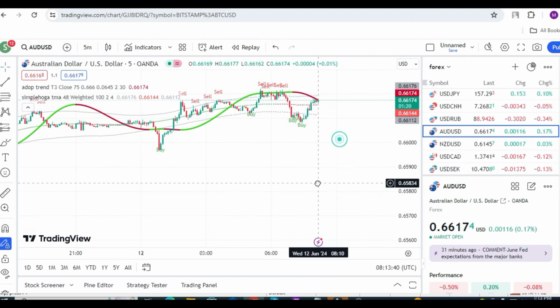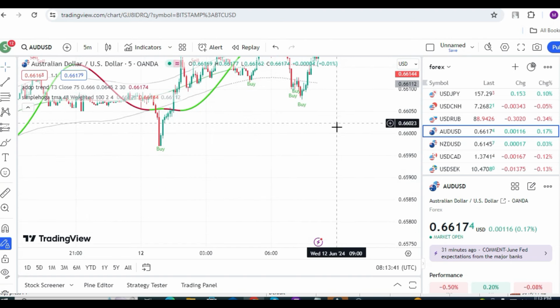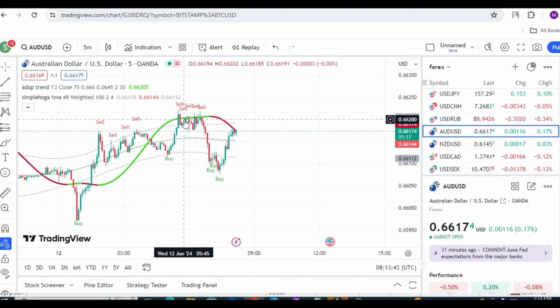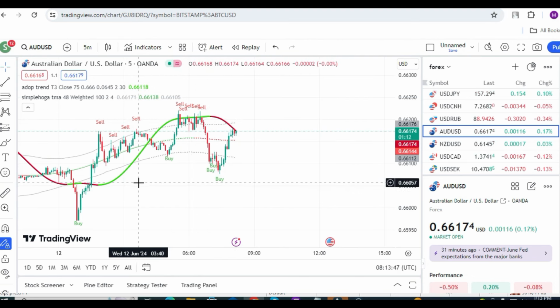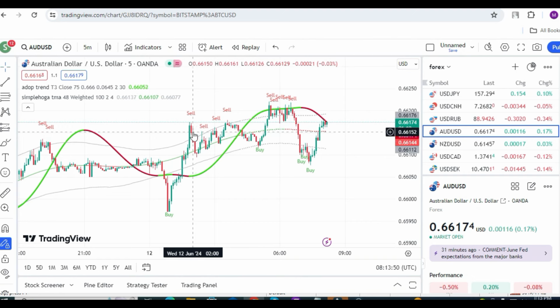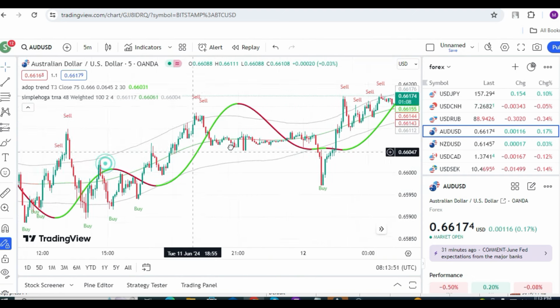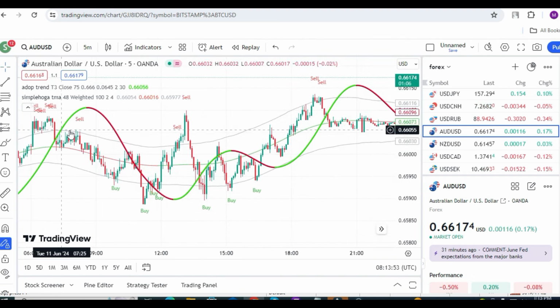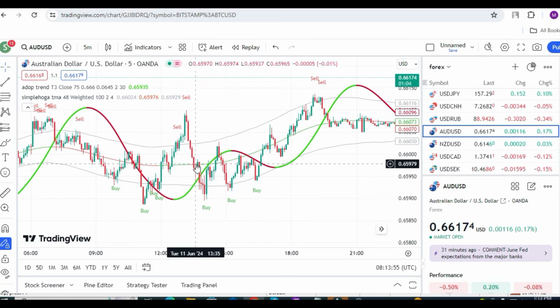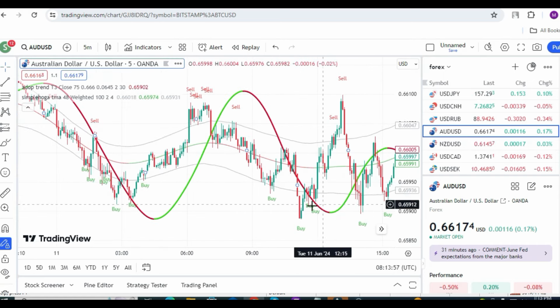In the AUDUSD, in the 5 minute time frame, you can see this was your sell position and you can book your profit here. This was your buy position, you can book your profit here. This was a buy position, this is a valid sell position. One more thing, interesting and very important for you.